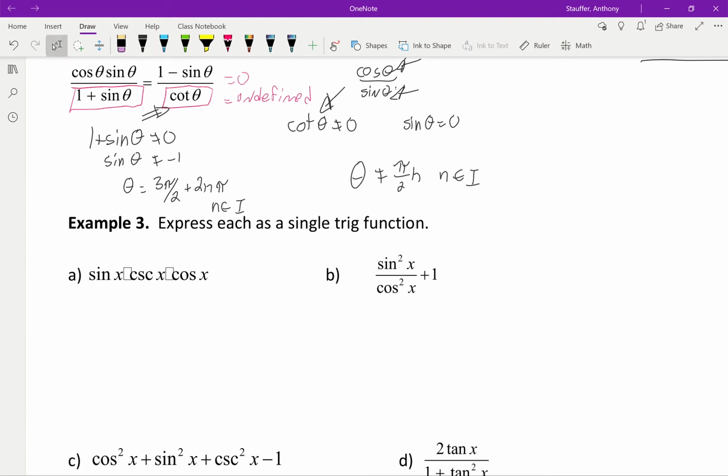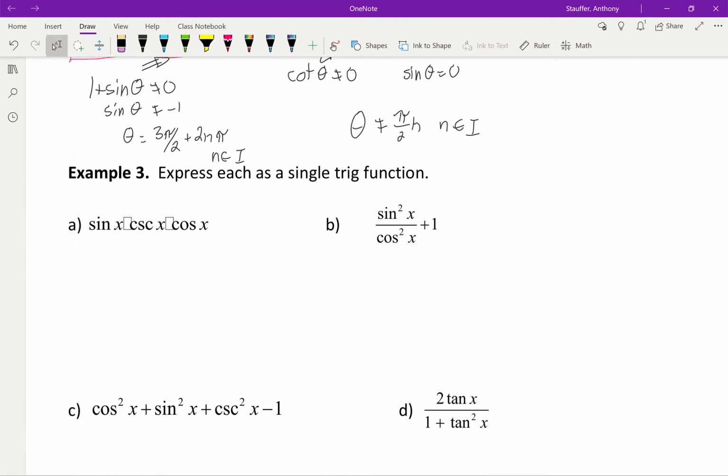Now, moving on, these next ones that we're getting into are kind of going to be our first case of doing some trig identities. Now, to be an actual identity, there'd have to be an equal sign, but we're going to just work and try to simplify these. So express each of these as a single trig function. Doesn't matter which trig function it is.